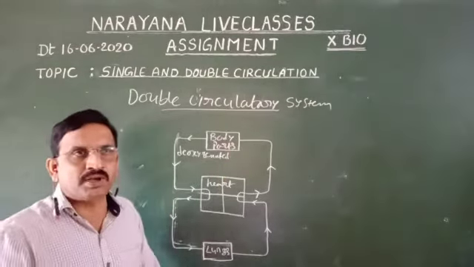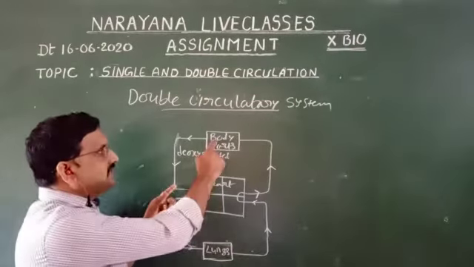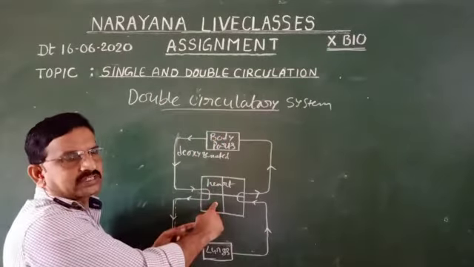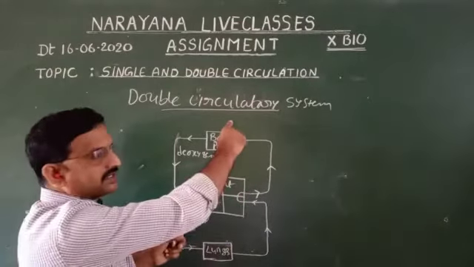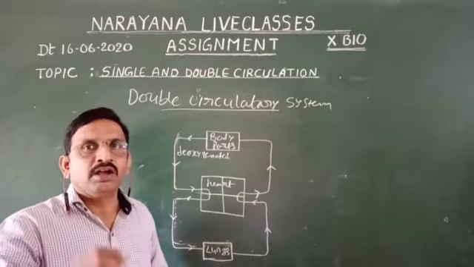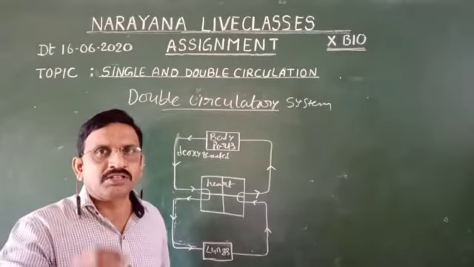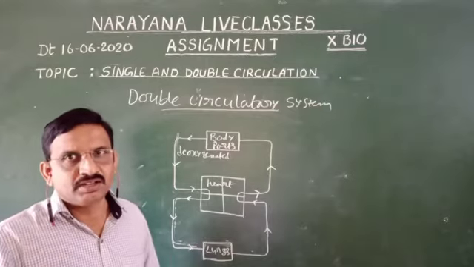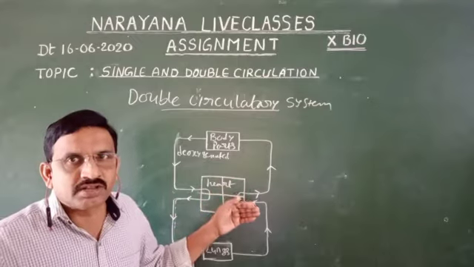How many times does blood pass through the heart here? Two times. First time takes place between body parts and heart, second time heart to body parts. Is it clear now? So this type of circulation is called double circulation, and this type of system is called a double circulatory system. These are the block diagrams of both single and double circulation.